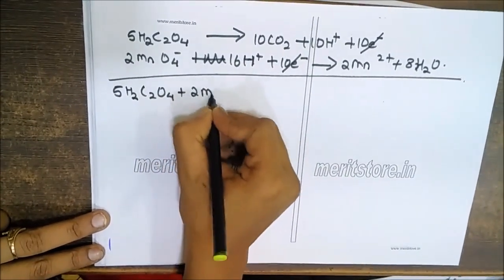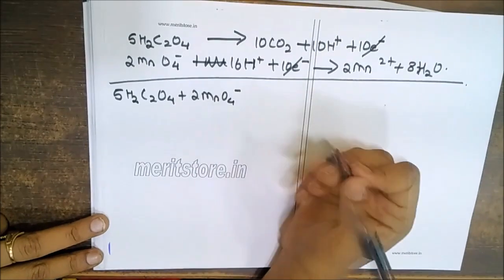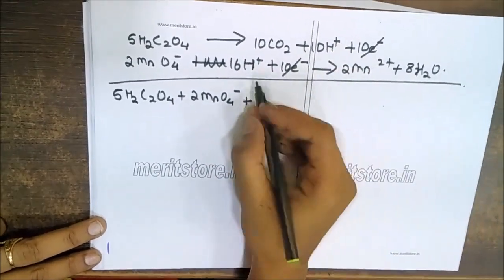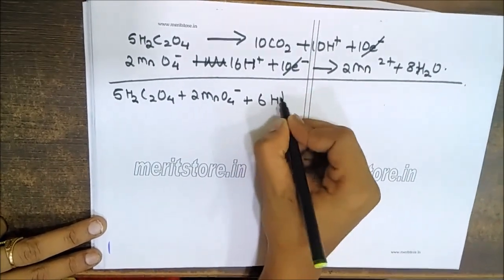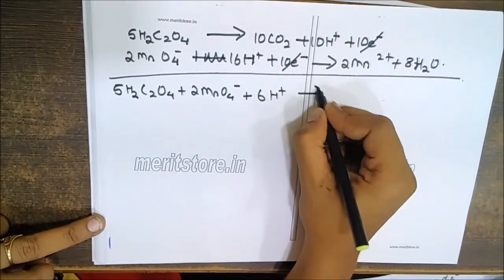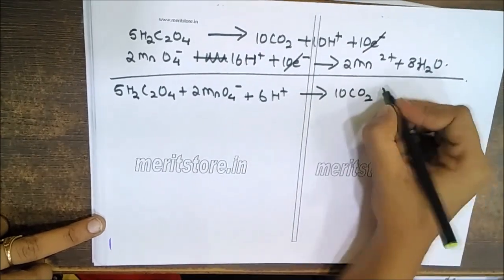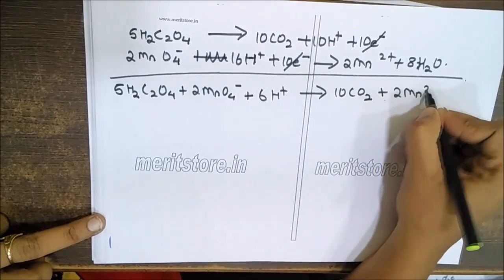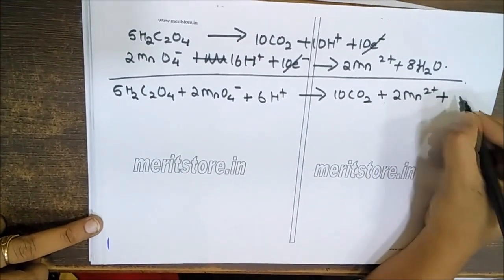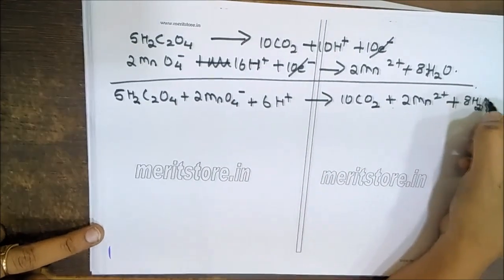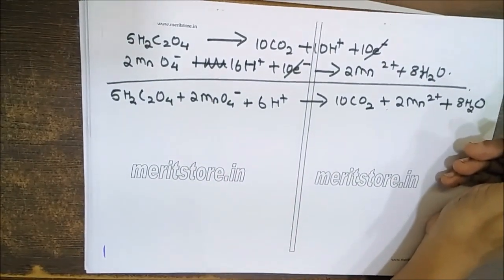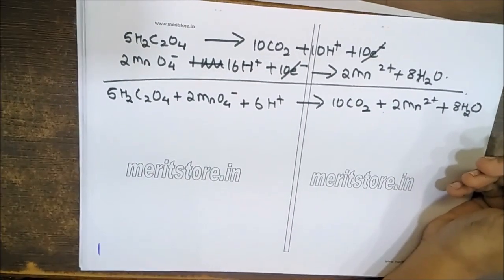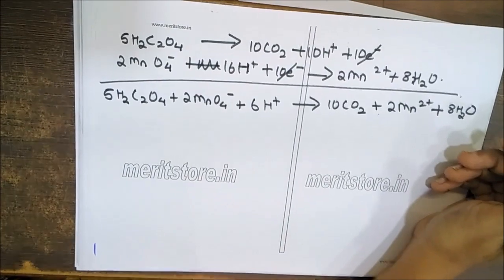5H2C2O4 plus 2MnO4- plus 10 and 16, let's say 10 will get cancelled. So, only 6 will remain. So, 6H+ would give me 10CO2 plus, this 10H+ have already got cancelled, 2Mn2+, plus 8H2O. This would be my net reaction. Okay, so it is balanced in terms of the charges as well as in terms of every atom.